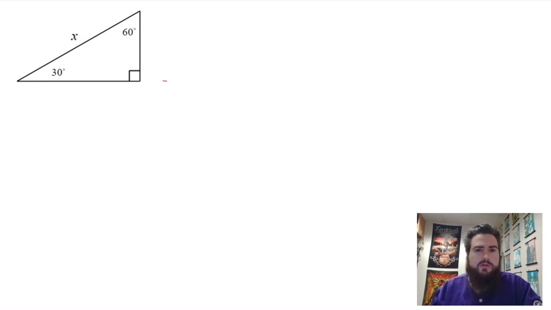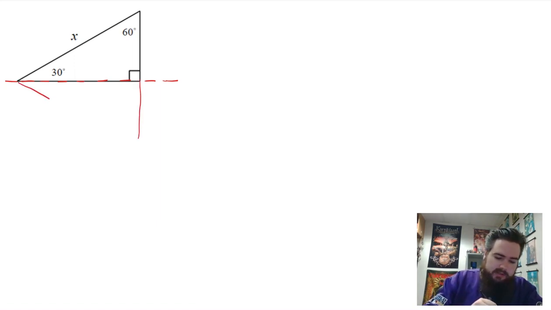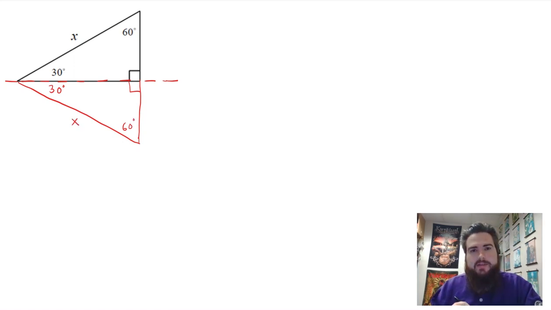In order to work with this triangle a little bit better, what I'm going to do is reflect and make a mirror image across the horizontal line that the bottom leg of this triangle sits on. So, if I draw that, that would look something like this, with a 30 degree measure here, a 60 degree measure here, and this side would be labeled again as x.